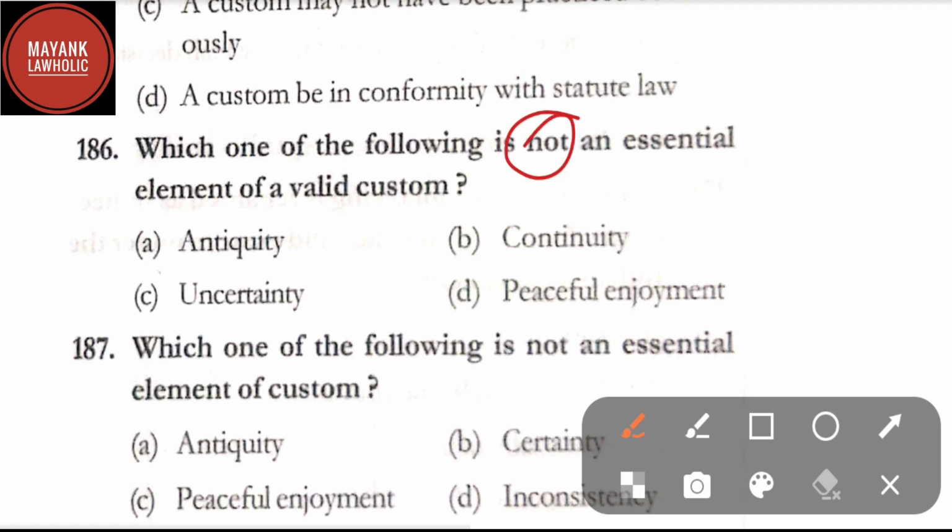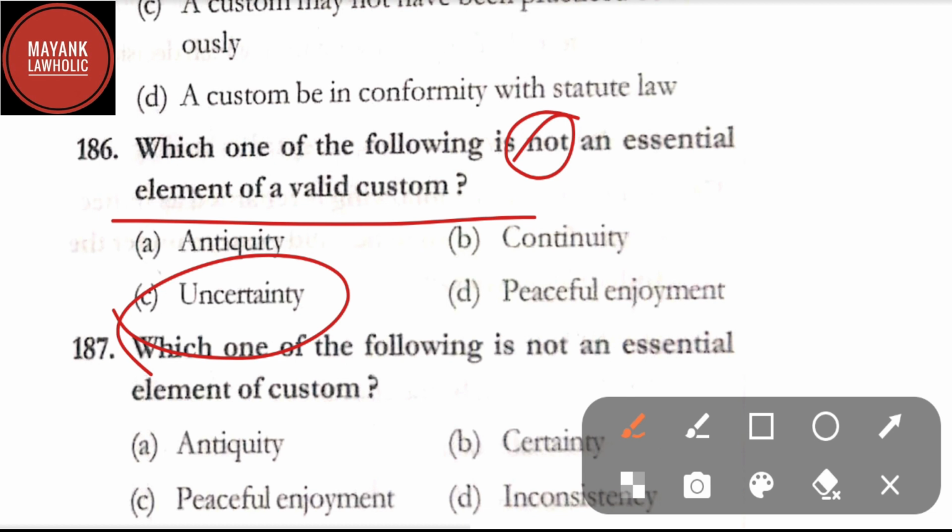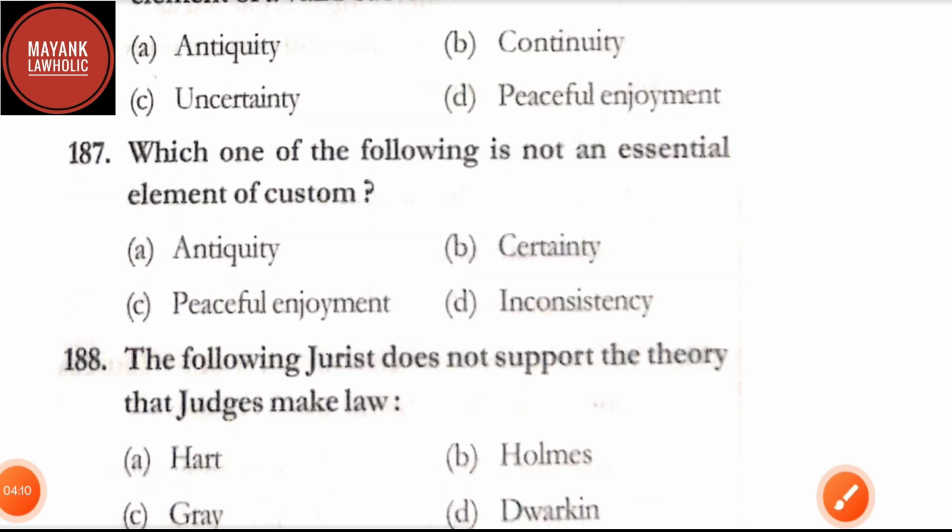Question number 186. Which one of the following is not an essential element of a valid custom? Antiquity, continuity, uncertainty, peaceful enjoyment. Here in question number 186, correct answer is option C, that is uncertainty is not an essential element of a valid custom.